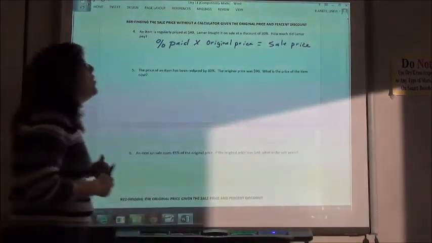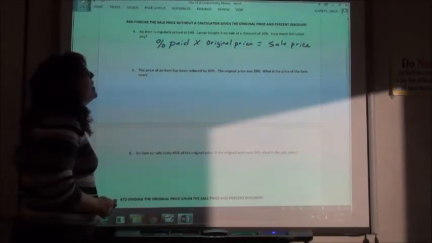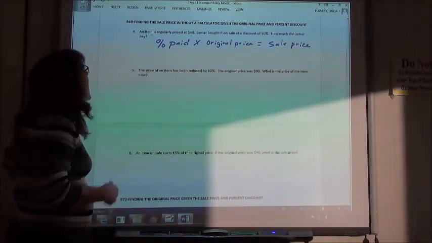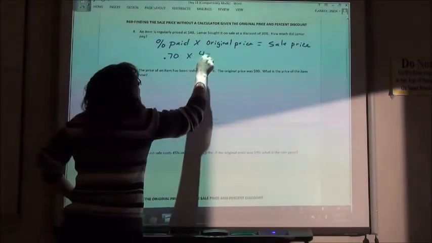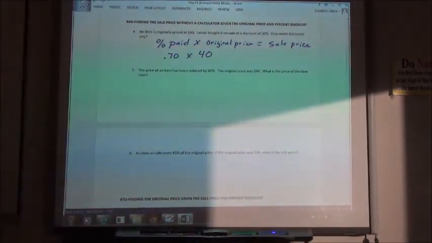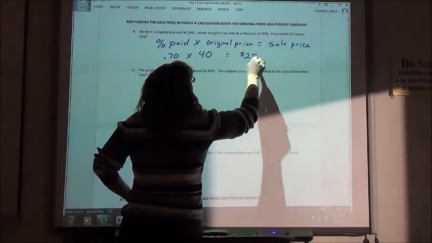So when you're working with one that has a discount, what you want to do is use what's known as the complement of that. If I have a 30% discount, I actually ended up paying 70% of the full price, right? So an item is regularly priced at $40. Lamar bought it on sale at a discount of 30%. How much did he pay? Well, we're going to say he paid 70% of the full price or the original price. If we take 70% times 40, we get $28. So his sale price is $28.